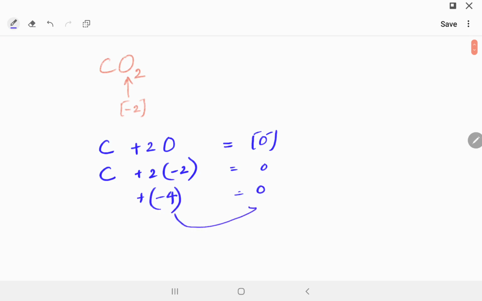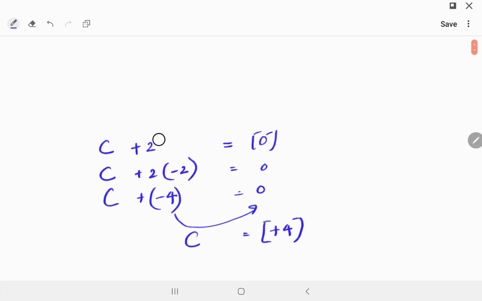So you take -4 to the other side. So the carbon oxidation number is equal to +4. Okay, so the carbon oxidation number right here is +4. Do we get it? Let's do another example.